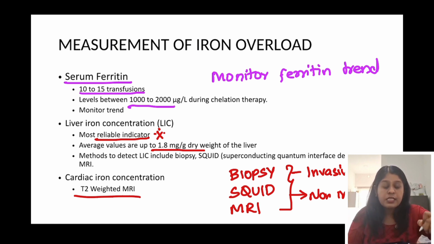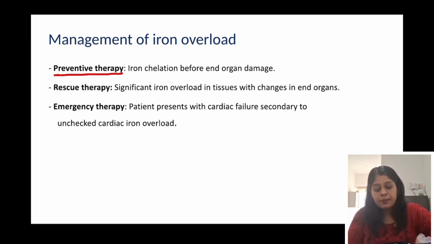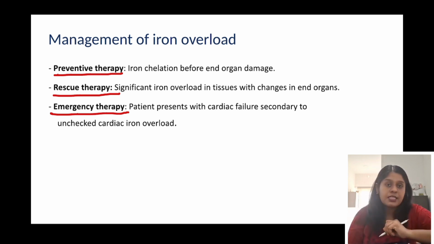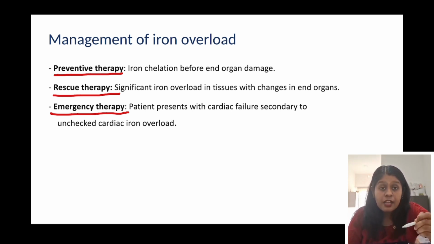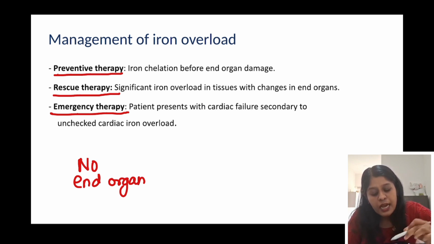Cardiac iron concentration can also be monitored through T2-weighted MRI. Now, how do you manage this iron overload? So you have three types of therapy: preventive therapy, rescue therapy, and emergency therapy. What is preventive therapy? The iron chelation should be done before the organ damage. So before the end organ damage, you are going to do iron chelation.